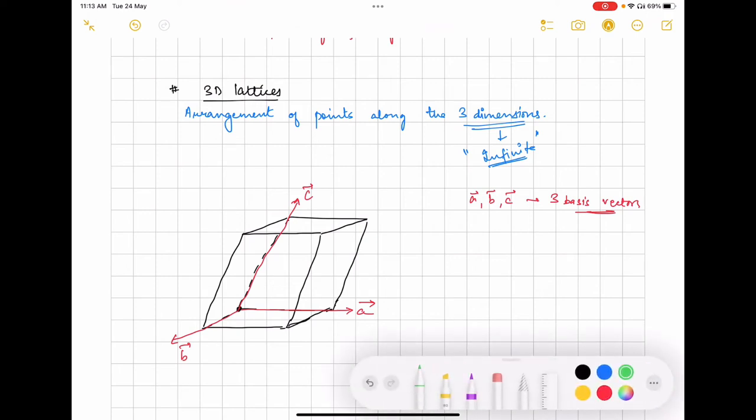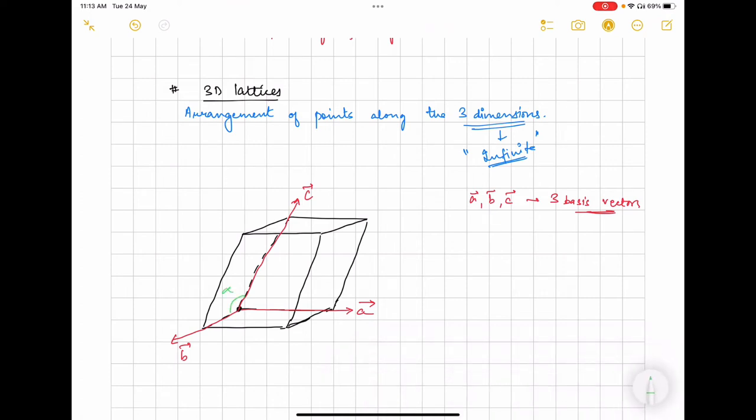Talking about the angle between them, the angle opposite to vector A is alpha. It is between vectors B and C. The angle opposite to vector B is beta, that is the angle between vectors A and C. And the angle opposite to vector C is gamma, that is the angle between vectors A and B.